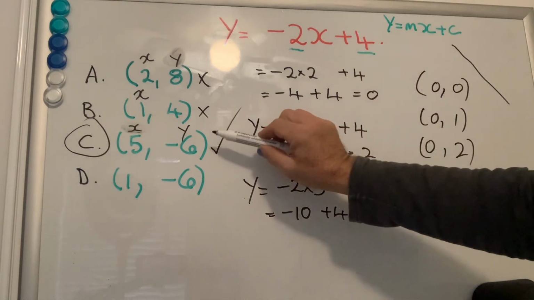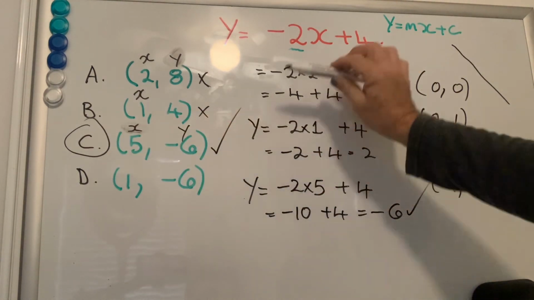But okay, so we looked at that, and 5 and minus 6 are the coordinates that lie on this straight line graph.